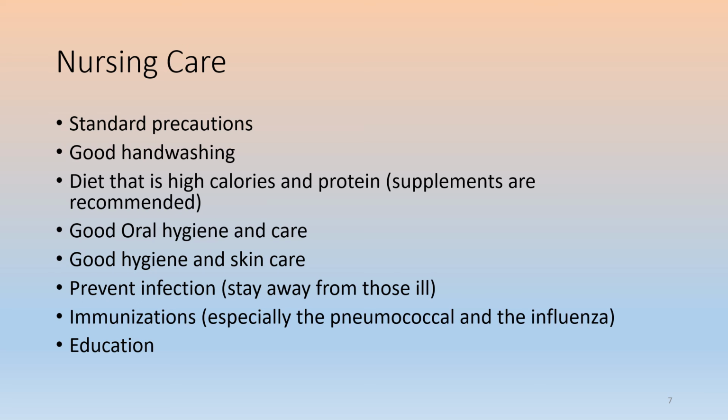But it's really, really important to promote optimal nutrition. And so whether they can eat orally or they need parenteral nutrition, it should be high in calories and proteins. And supplements are always recommended. Good oral hygiene and skin care is very, very important because those are areas that could lead to bacteria. And it's important to encourage the parents to keep these children away from anyone who's ill because they are immunocompromised.